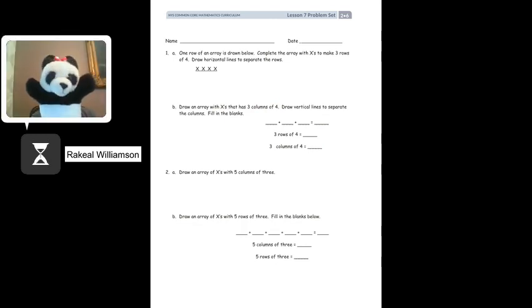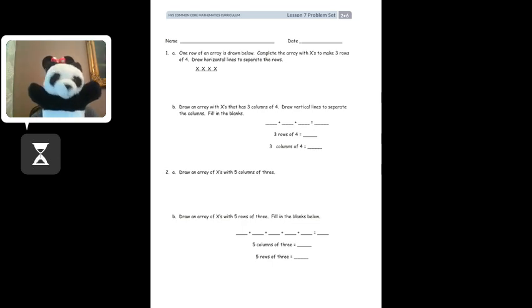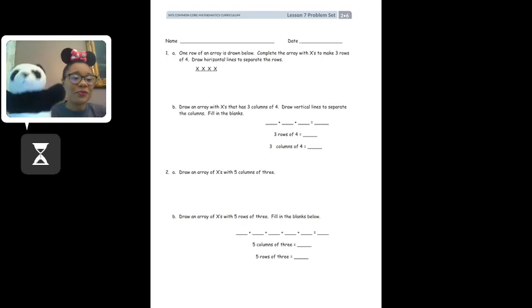Alright boys and girls, now it's time to go on to number 2, so grab your problem set, page 13, number 2, and your pencil. Number 2 says, draw an array of X's with 5 columns of 3. So remember boys and girls, a column is up and down, top to bottom. Okay, Miss Williamson, you can take it from here. Thank you, Kid Panda. So boys and girls, let's do number 2, and Kid Panda will be back with us to do letter B, okay?